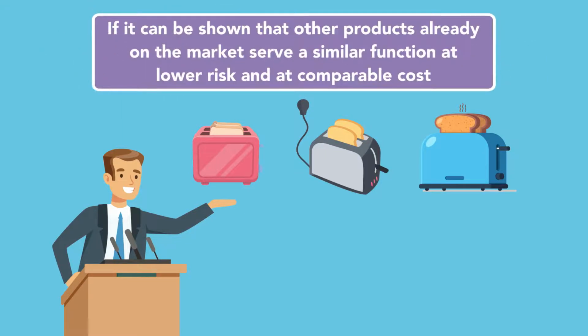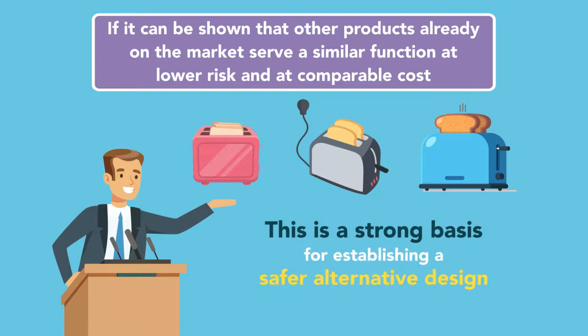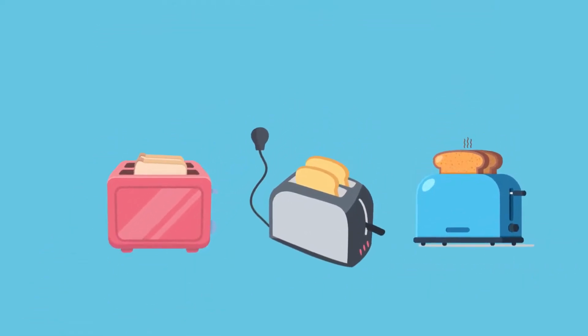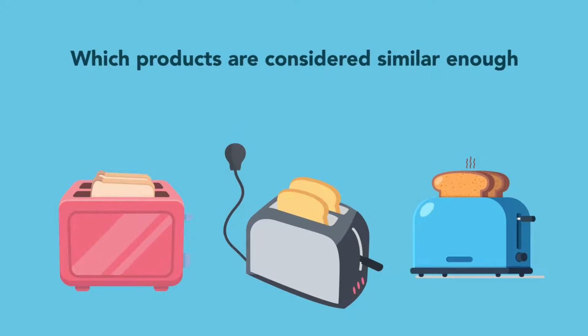if it can be shown that other products already on the market serve a similar function at lower risk and at comparable cost. This is a strong basis for establishing a safer alternative design. The key legal question will often be which products are considered similar enough to serve as a basis for comparison.